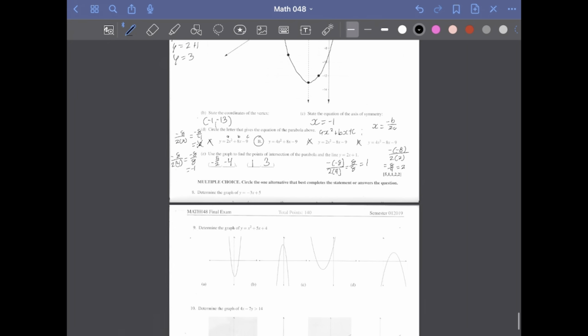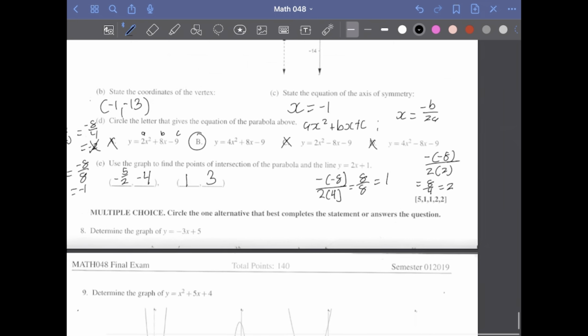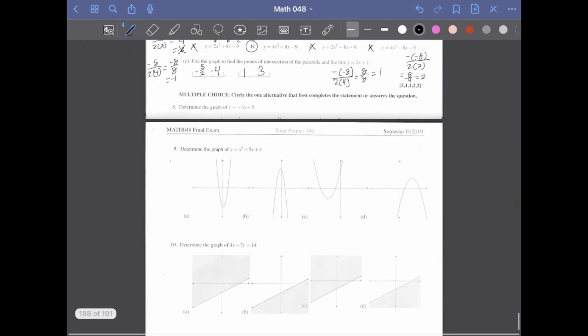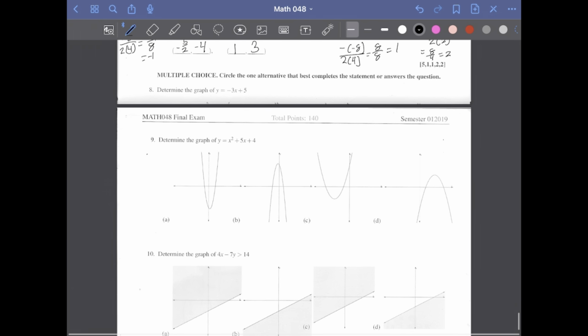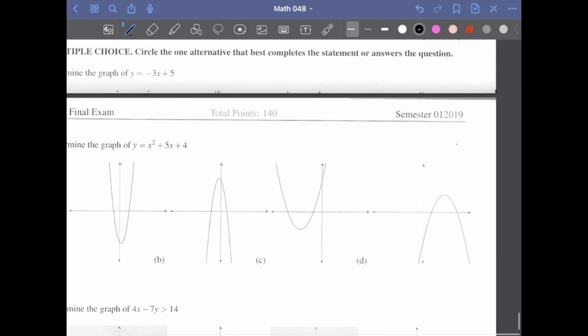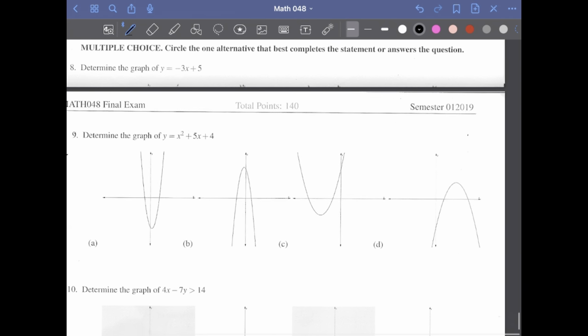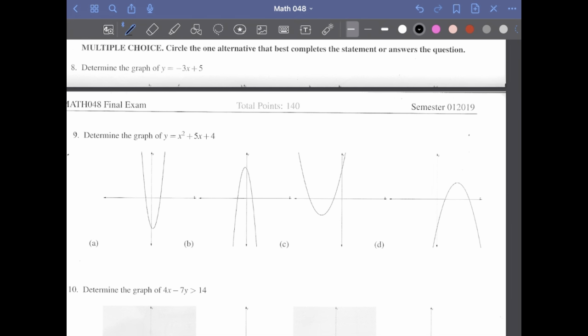Okay. And then you see number 8 is cut off, so we can't answer number 8. Let's move on to number 9. Okay, determine the graph. One thing I know, it's not going to be this nor this because those are negative values. Since this x squared is positive, the graph opens up, but it doesn't open down. It only opens down if it was negative, right?